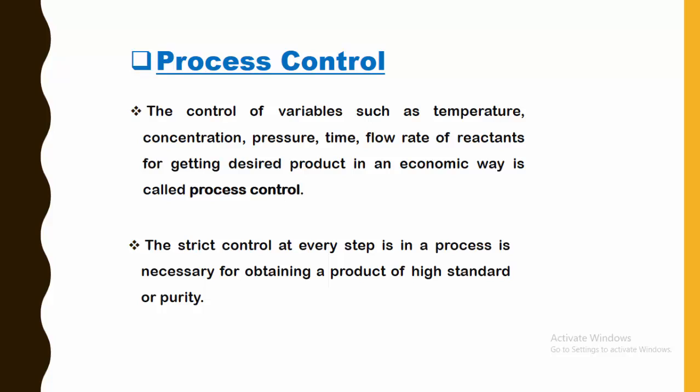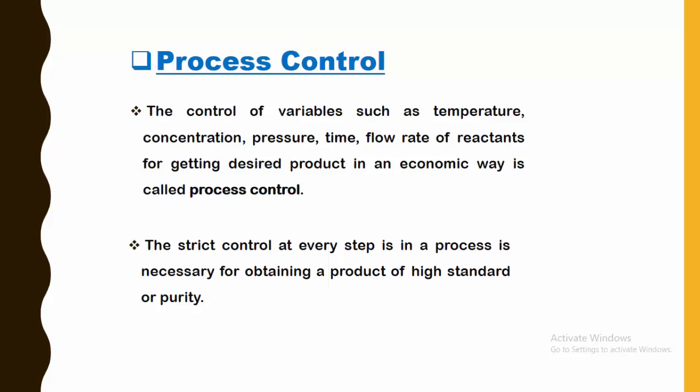Means what? Here in this process control unit, the variables for performing a chemical reaction, for performing a process, such as temperature, pressure, concentration, etc., are controlled. Strict control at every step in a process is necessary for obtaining a product of high standard or purity.